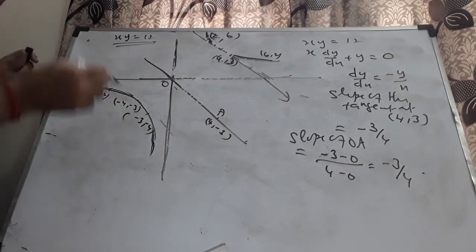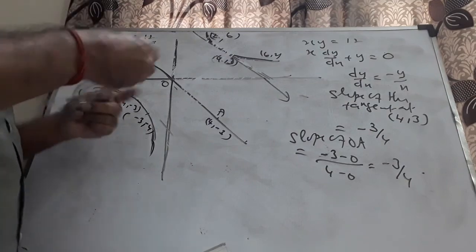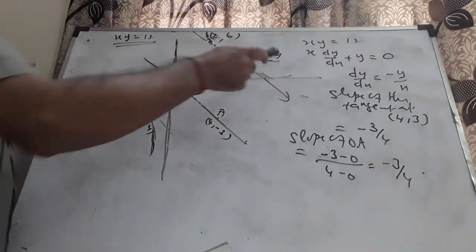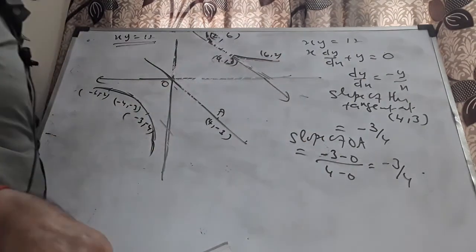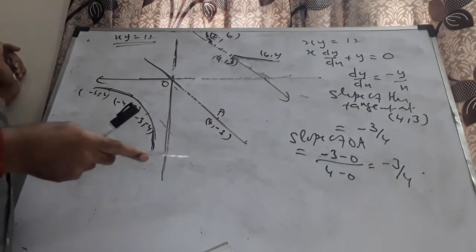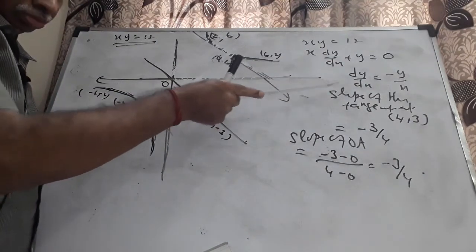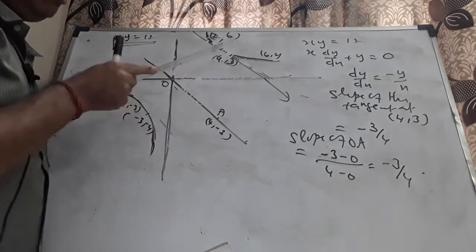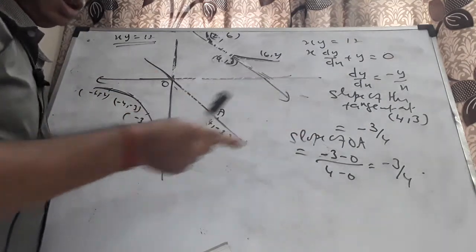Let it be. Now differentiating here, I'll get x dy by dx plus y is equal to 0, using the product rule of differentiation, which will end up with dy by dx equal to minus y by x. Due to the geometrical meaning of derivatives, the slope of the tangent at (4, 3) becomes minus 3 by 4.